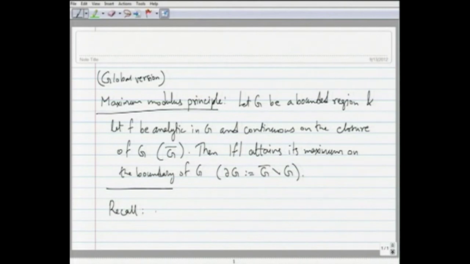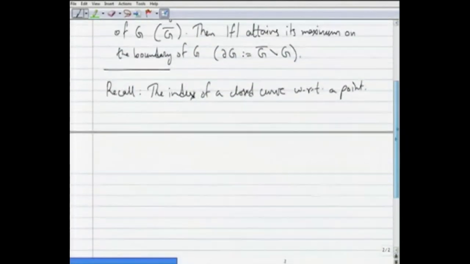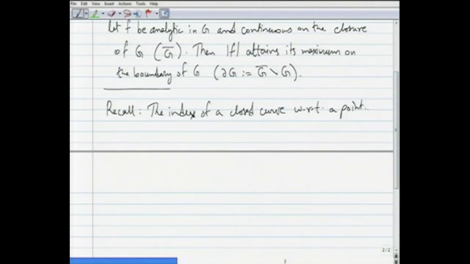So, in that direction we will recall something. Recall the index of a closed curve with respect to a point. Sometime back, when discussing Cauchy's theorem or various versions of Cauchy's theorem, we had the concept of the index of a closed curve with respect to a point. So, what this was is as follows. Let me recall the lemma which actually said something.